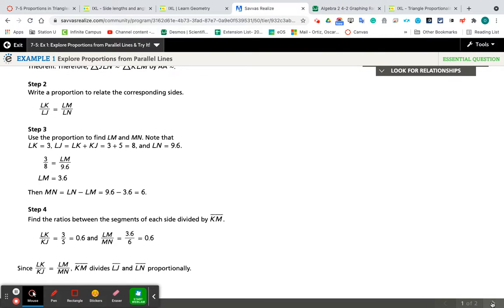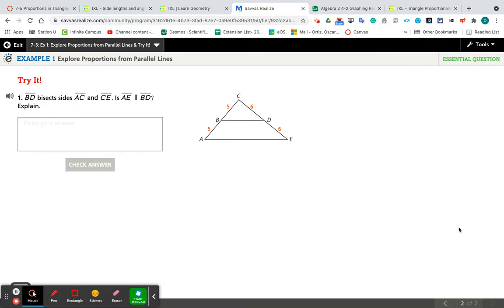That is going to be an important result that we'll see next, that leads to other results that we will use in these lessons, in this particular lesson 7-5.